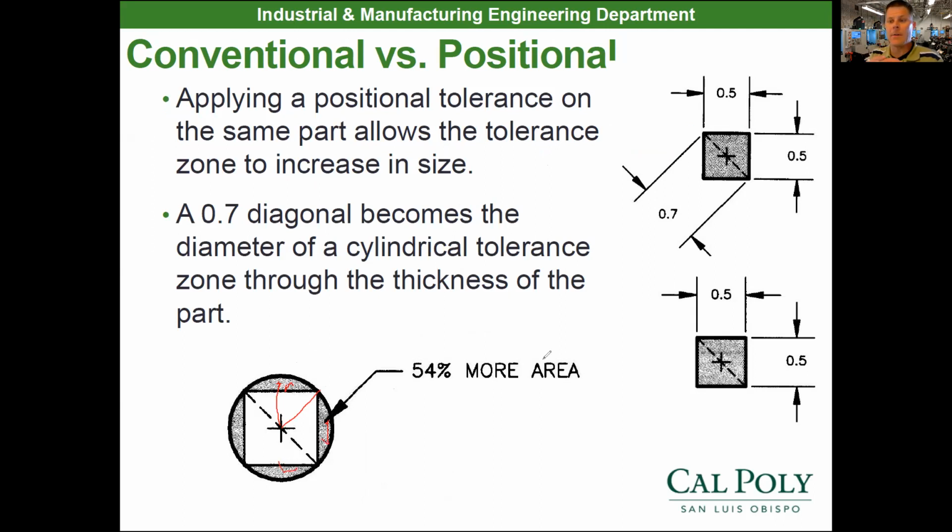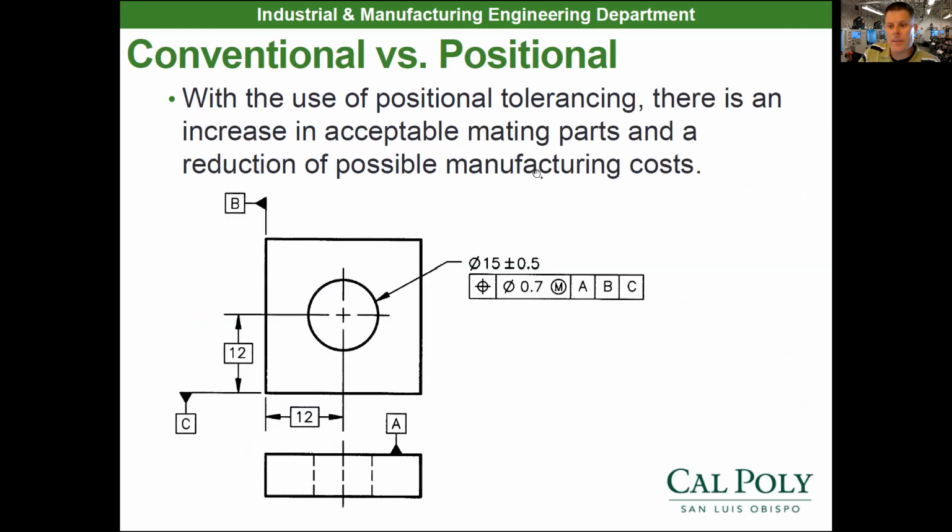For fitting parts together, what positional or conventional tolerances do is they take your square tolerance zone and turn that into a hypotenuse, to figure the hypotenuse of the two sides of the square. And that's now the diameter of the zone that the part can fit within. So we're getting 54% more area to make our features with size.